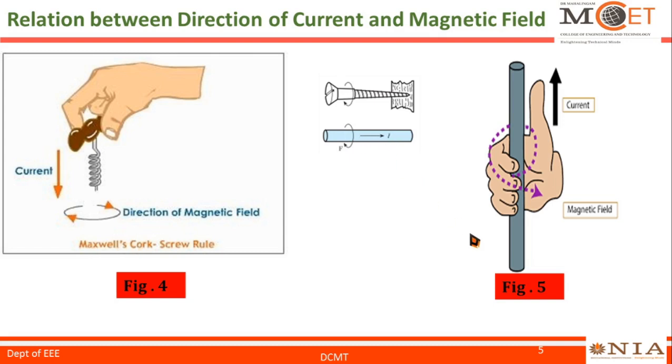Alternatively, we can find the direction of the current and magnetic field using the right hand grip rule. Referring to figure 5, we grip the conductor with the right hand, with the thumb outstretched and parallel to the conductor indicating the direction of the current, and the curling fingers indicate the direction of the magnetic field.